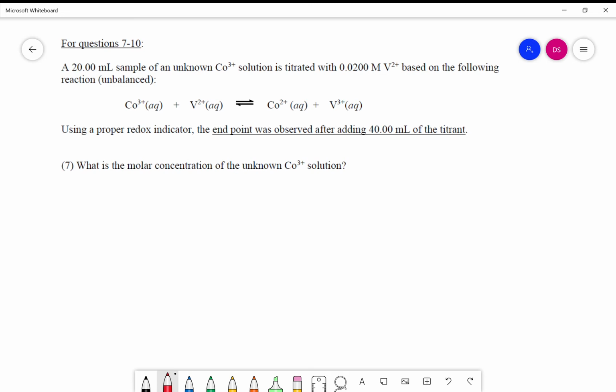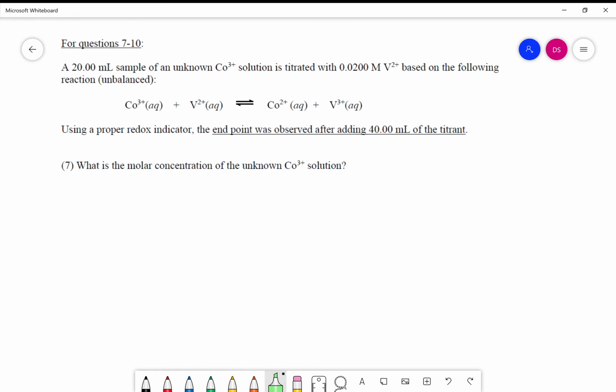Alright, this is question 7. A 20 ml sample of unknown cobalt solution is titrated with 0.02 molar vanadium based on the following reaction, which is unbalanced. First question is, what is the molar concentration of the unknown cobalt solution? Actually, the titration volume is already given. It says here that the endpoint was observed after adding 40 ml of the titrant.